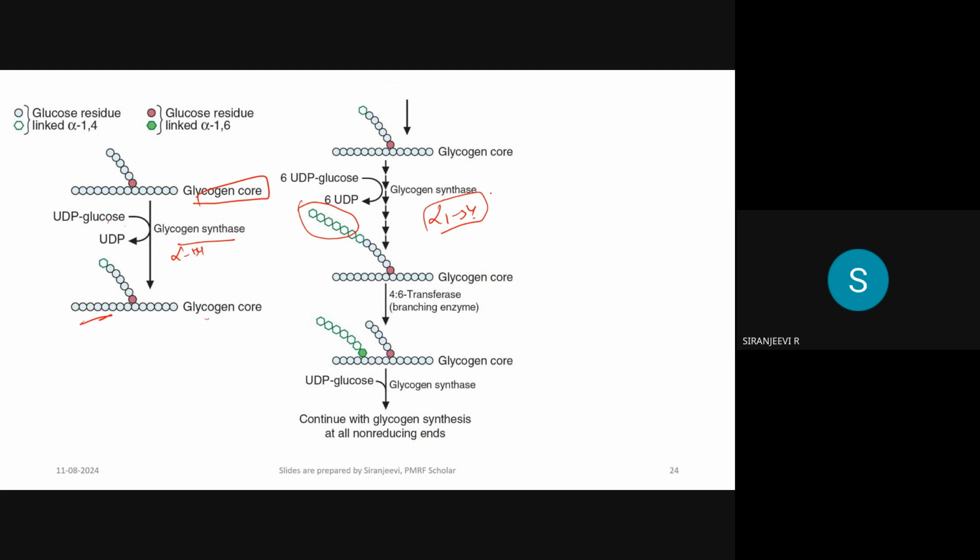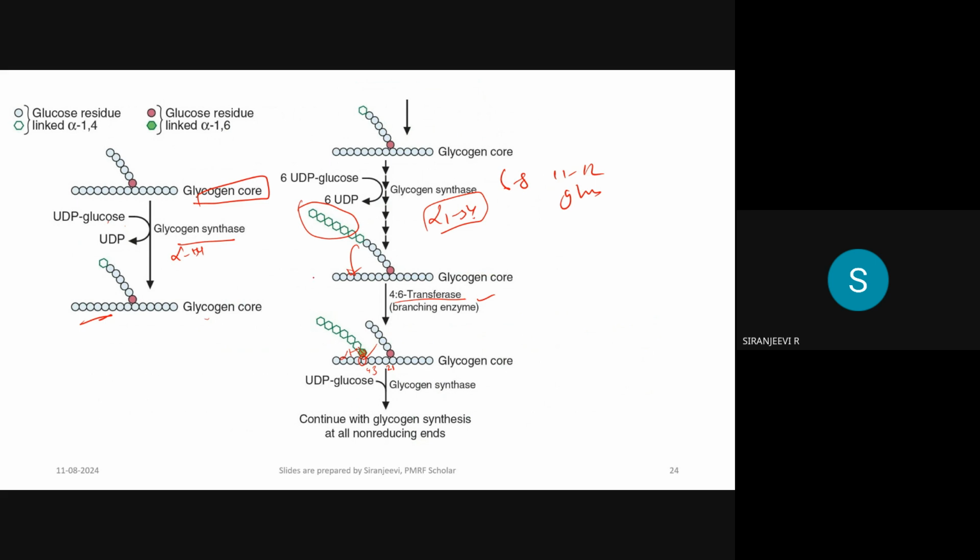Once it has finished 6 to 8 or 11 to 12 glucose molecules, it will be transferred to the other point. So see, this is 1, 2, 3, 4, and then here it is happening. Here it will form the alpha 1,6 linkage. That will be done by the 4 to 6 branching enzyme. Once the branching enzyme action is done, then finally the glycogen synthase will come again.